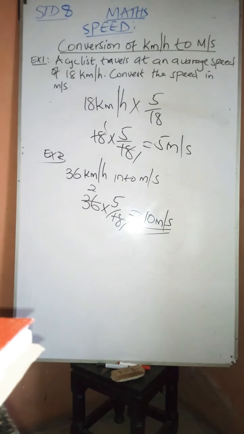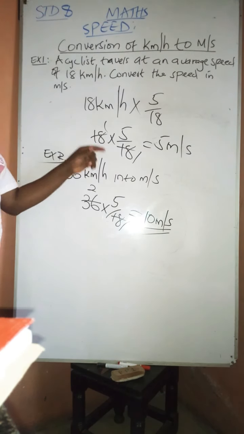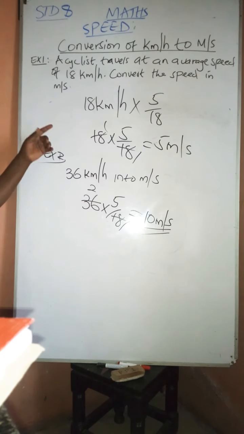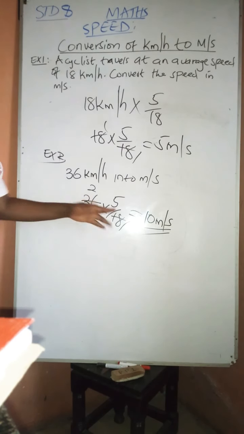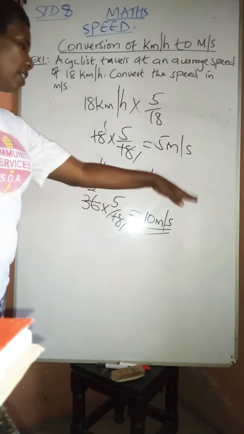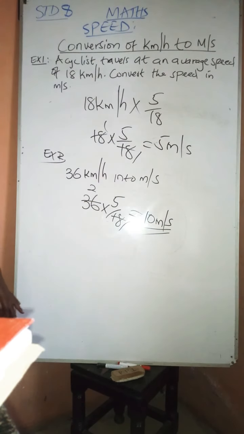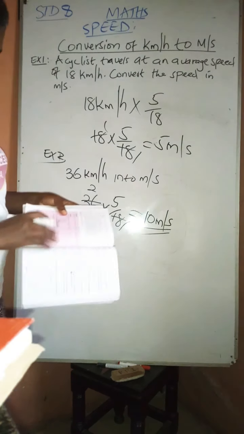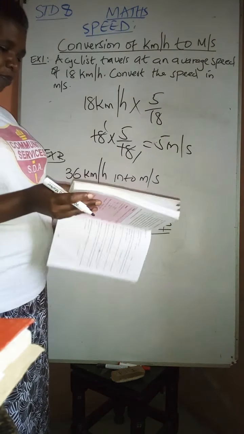What does that mean? This person covered 36 kilometers in every hour. So in a simpler form, he covered 10 meters in every second traveled. That is what it simply means. I believe the two examples are okay and enough for us.